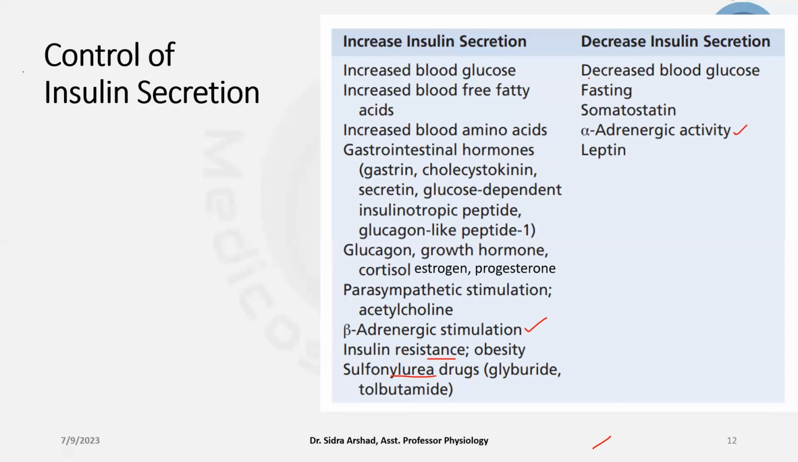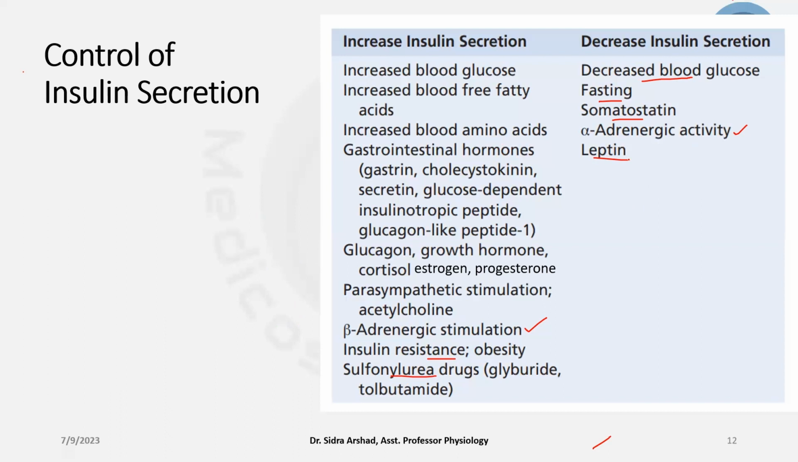The factors which actually decrease insulin secretion are decreased blood glucose levels, which are seen in the fasting state, post-absorptive state. When the blood glucose levels are decreased, insulin secretion is decreased. In the fasting state, somatostatin is a hormone which inhibits or decreases the release of insulin. Alpha-adrenergic activity and leptin are also involved in decreasing the release of insulin from the pancreas.